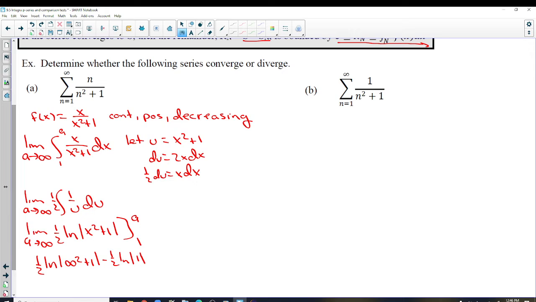Well, this is infinity, so our series diverges by the integral test.